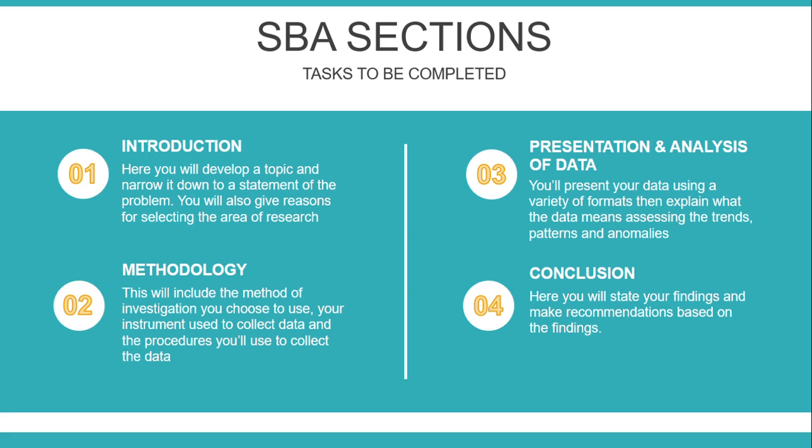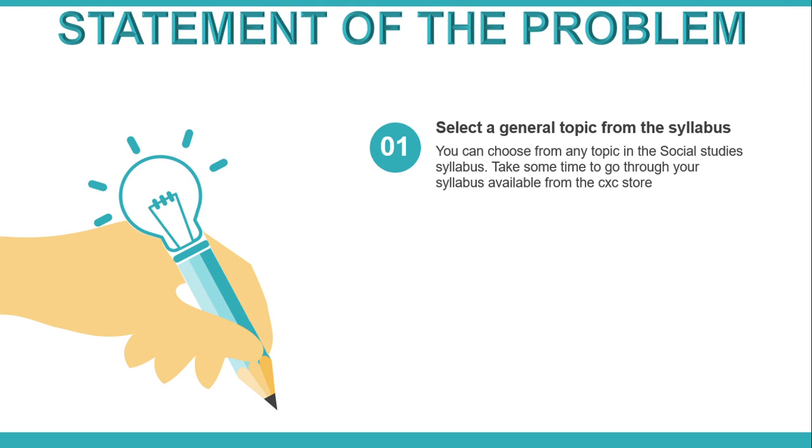The last section is your conclusion, and your conclusion will have 2 tasks. You will do your statement of findings, and you will also make recommendations based on the findings. So there you have it, 4 sections, 9 tasks to be done, and to be done well. Let us look at the first task, which is the statement of the problem.